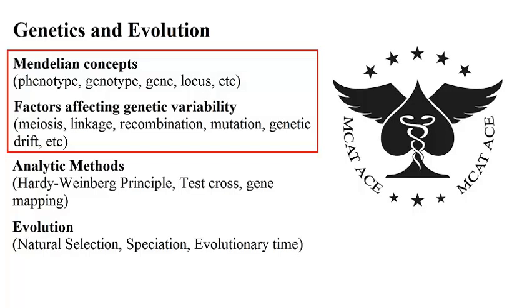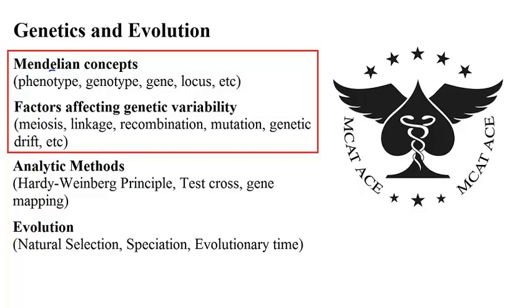This lecture will be focusing on the genetics and evolution concepts that are being covered in the MCAT. We will divide this video into two parts. In the first part, we will go over the Mendelian concepts and some of the factors that affect genetic variability. Then in the second part of this lecture, we will continue the factors that affect genetic variability and go over some of the analytic methods as well as the processes of evolution.